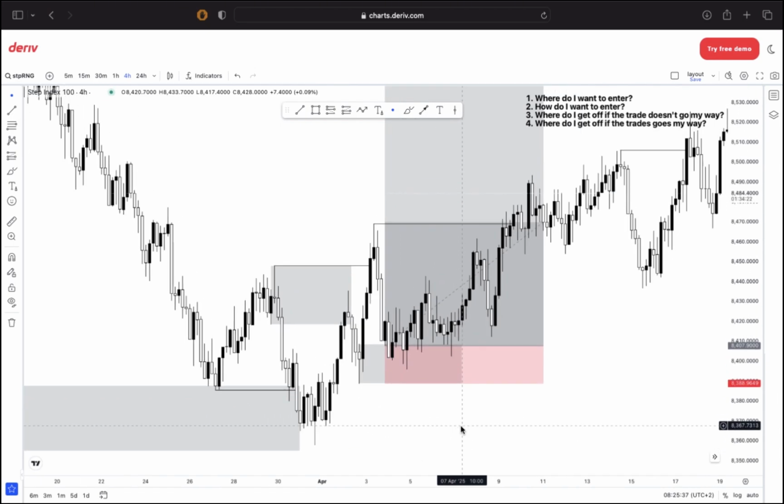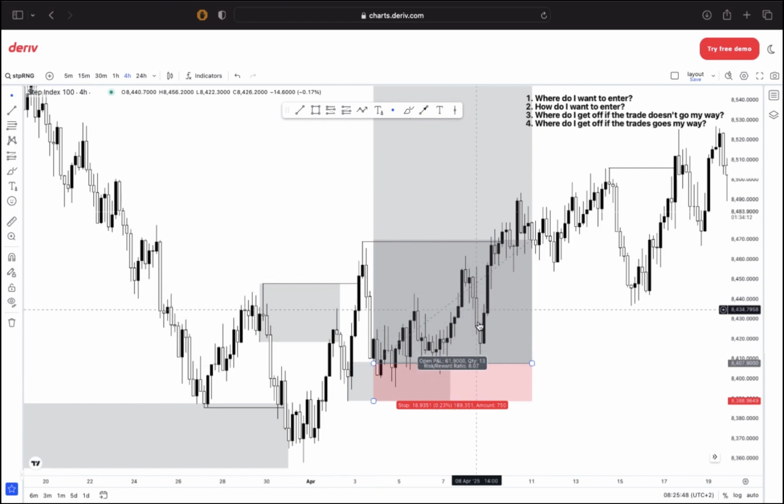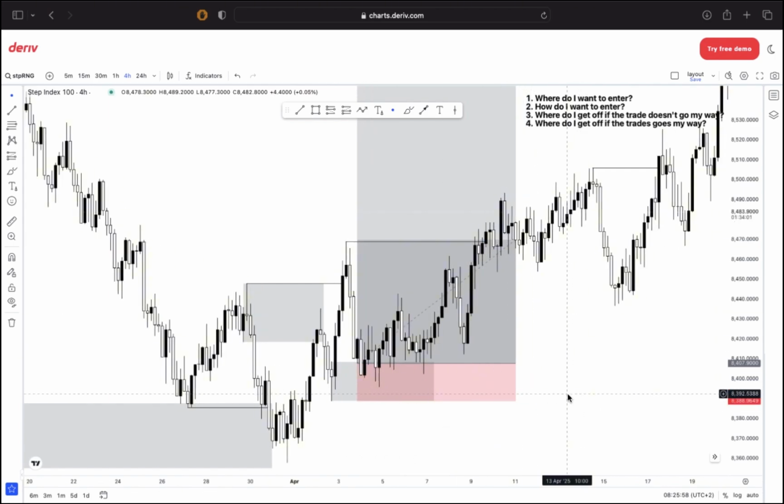So as you can see, eventually price started creating this consolidation around this area here. We attempted to push to the upside, price pulled back around this area here, and then we eventually had a break of structure, right, from the 4-hour time frame.